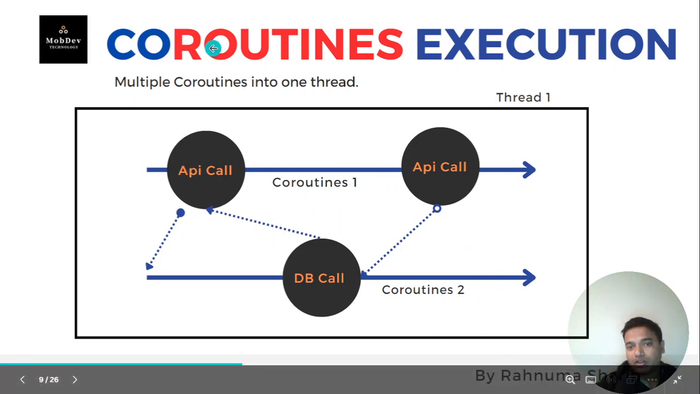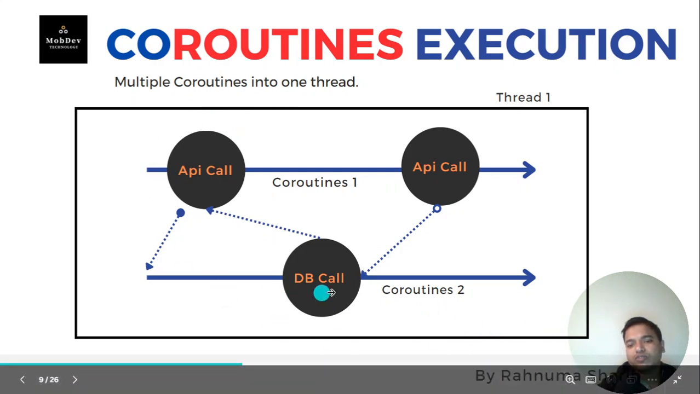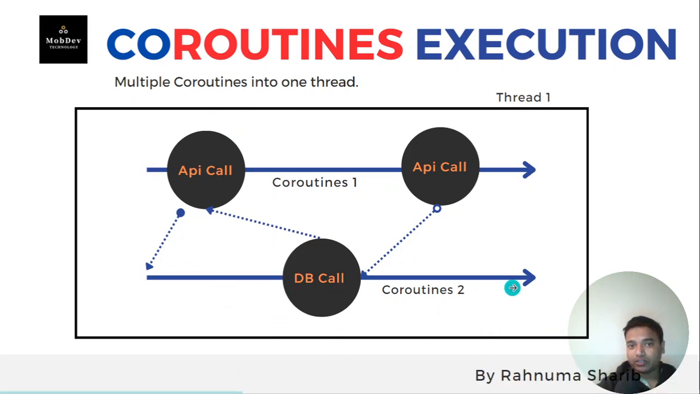If there are multiple coroutines in thread one, and there is an API call, we do not need to wait here. Whenever a delay function or suspension function comes inside a coroutine, it will check whether there are any other coroutines. If yes, then it will execute that coroutine. So in very simple words, if something comes in the coroutine where it has to wait or delay, it will automatically send control to the next coroutine that can be started. So one thread can handle thousands of coroutines.